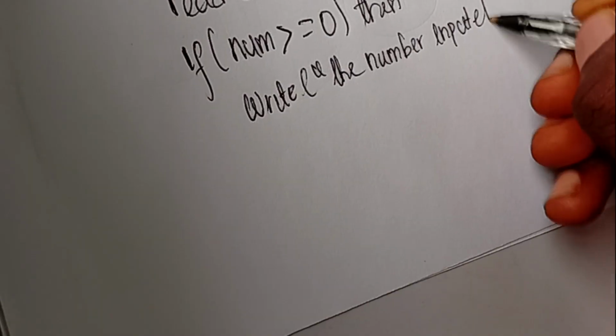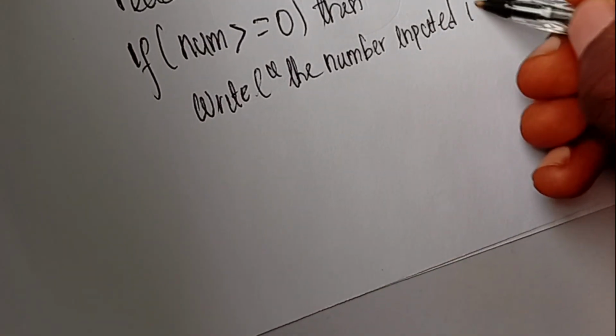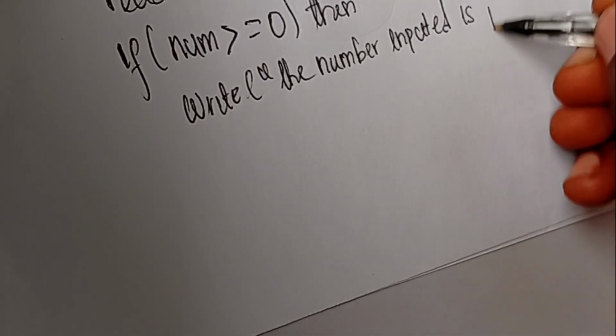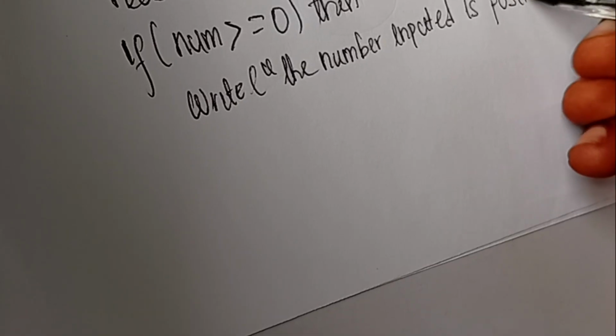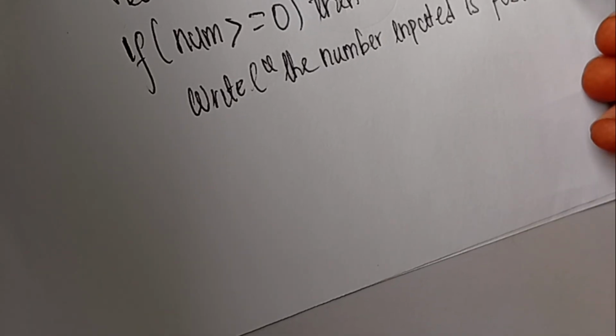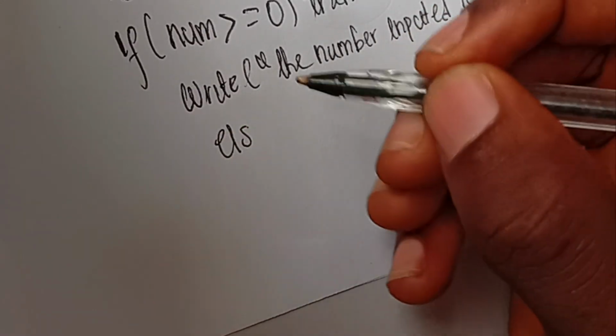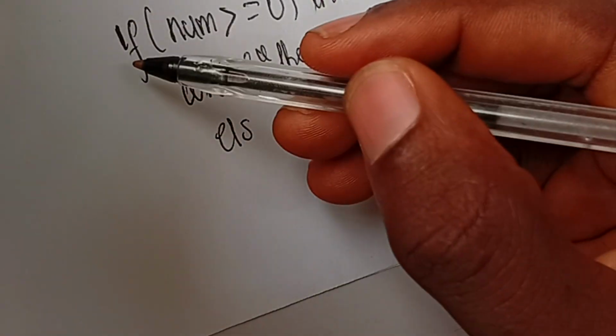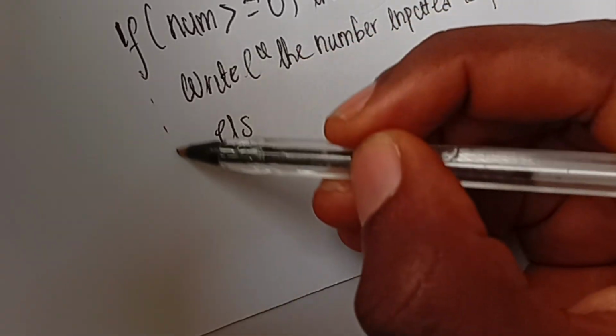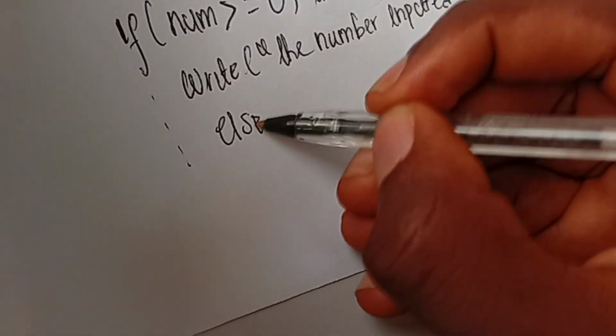The number inputted is positive, right? Because everything greater than 0 is positive. Else, so if you're looking closely, you would see that my else and my if are not aligned, right? So there's some sort of line here, and yes, that is how it's written in algorithms.